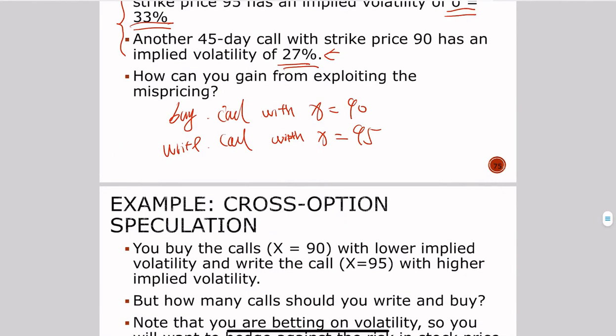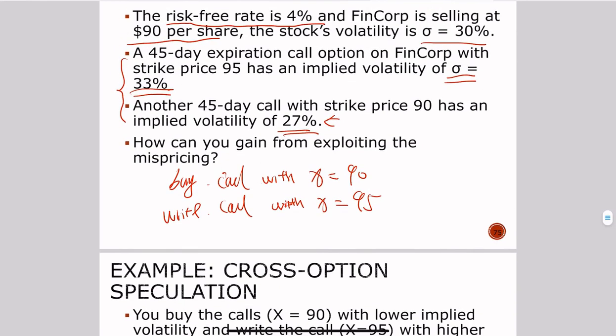But obviously you can see that even if you understand the direction of your trade, you still have to figure out how many calls you want to buy and how many calls you want to write, right? So here, what you actually want to do is, again, build a hedging portfolio, because just like the last example, what you're really trying to do here is bet on volatility.